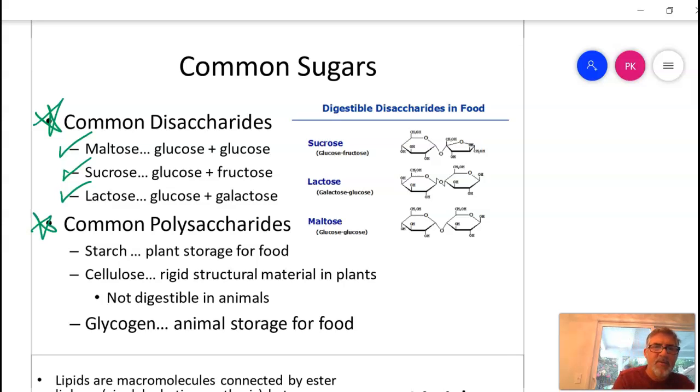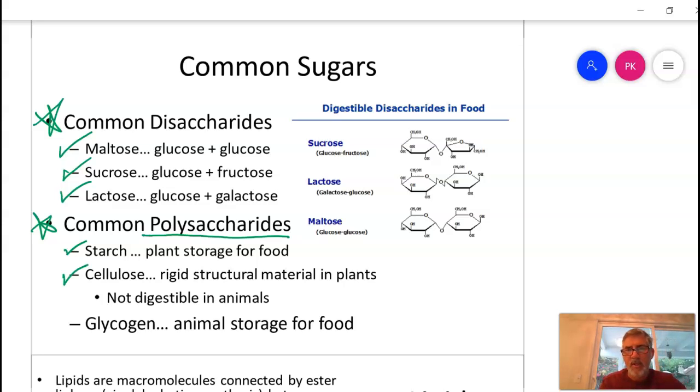Common polysaccharides. Remember, poly is many put together. We have starch. Like a potato is just a big ball of starch, and that's plant storage, and that's many glucoses stuck together in a chain. So when you eat a potato, you can just start taking all those little glucoses off it, and you can use them as energy.